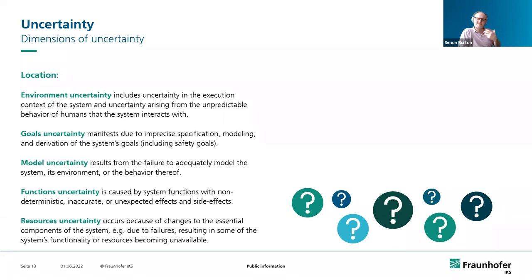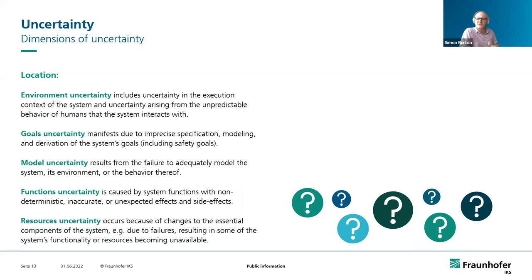So in other words, the system typically has to develop a model of its environment, some model at which it can react to. And there may be uncertainty involved in how accurate that model is, how accurately the system can model the environment which it's trying to control. Then there's function uncertainty, which is often used to talk about uncertainty of specific system functions, which may have non-deterministic behavior, have unexpected side effects, or develop some inaccuracies. The use of machine learning is a good source of this type of uncertainty, as well as the model uncertainty.